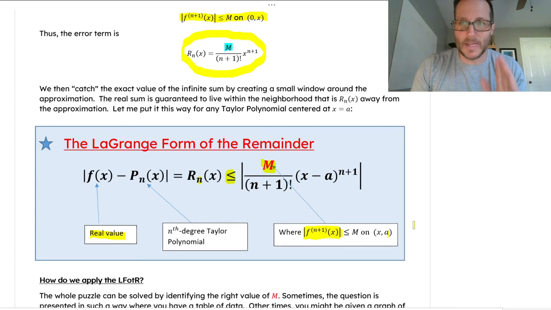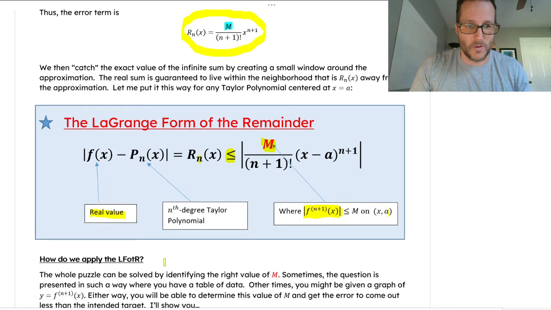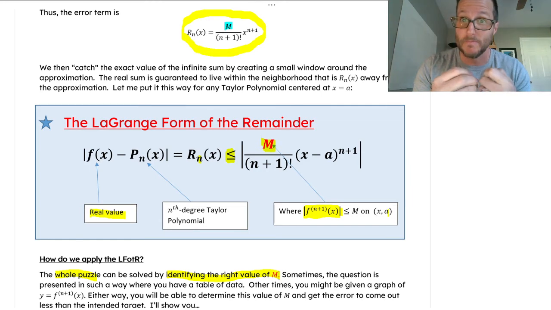All right, you probably need to see some examples to turn this dragon into a kitty cat. It's not as bad as you might be thinking, okay? So how do we apply the Lagrange form of the remainder? The whole thing can be summed up into identifying the correct value of m. All the n values, you'll know what the center value is, you'll know what the x value is, everything is going to be spoken for except for that numerator m value.